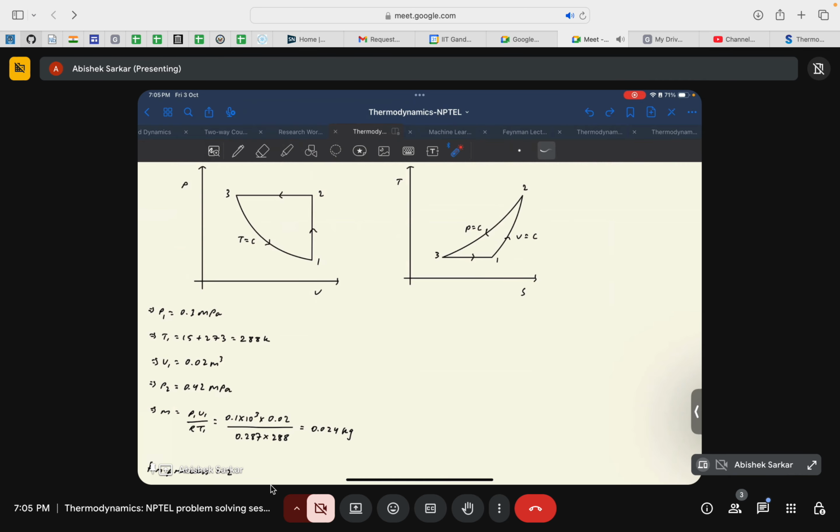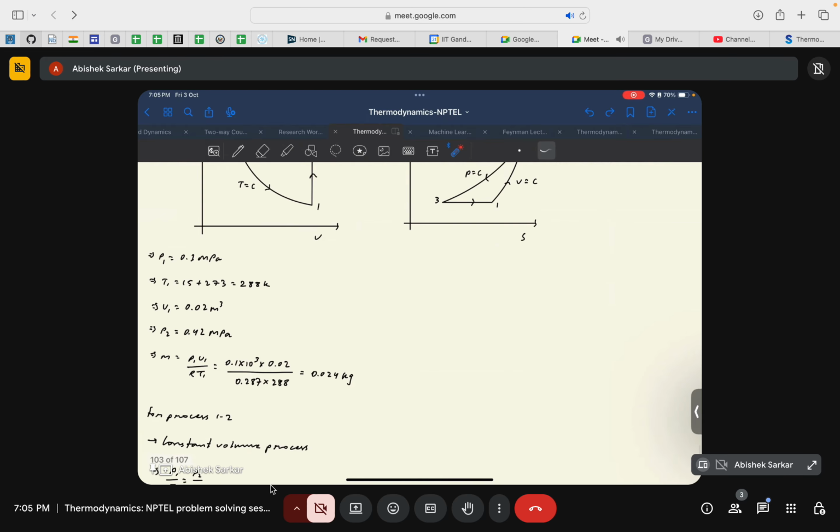So P1 is 0.1 into 10 to the power 3, converting megapascal to kilopascals for our ease of calculation. V1 is 0.02 meter cube. R is the specific gas constant for air, which is 0.287 kilojoule per kg Kelvin. That's why we convert pressure into kilopascal, so that all the units are consistent. And temperature is 288 Kelvin. So if you do that, you get m, the mass of air, as 0.024 kg.